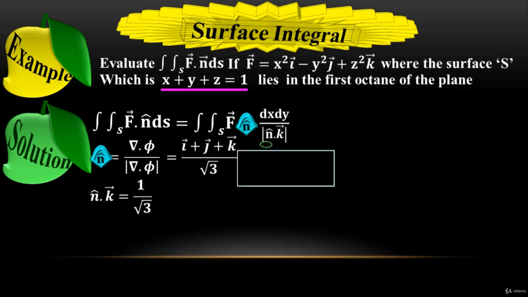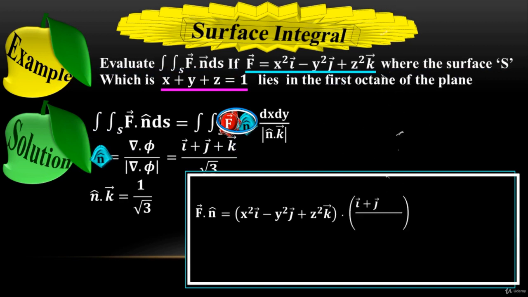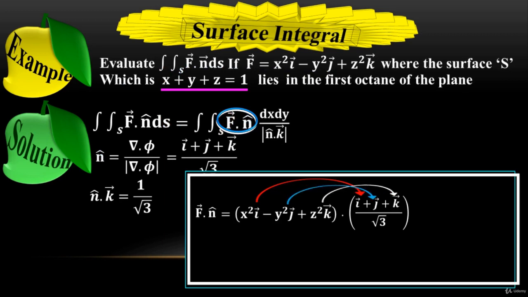Now take this part, the dot product of vector f and n cap. Just take their dot product, where the value of vector f is here, which is x squared i minus y squared j plus z squared k. And the value of the unit normal vector is here, which is (i plus j plus k) over the square root of 3. If I take the dot product between these two terms, i times i equals 1, and here j times j equals 1, here k times k is also 1. So I am finally left with (x squared minus y squared plus z squared) over the square root of 3.